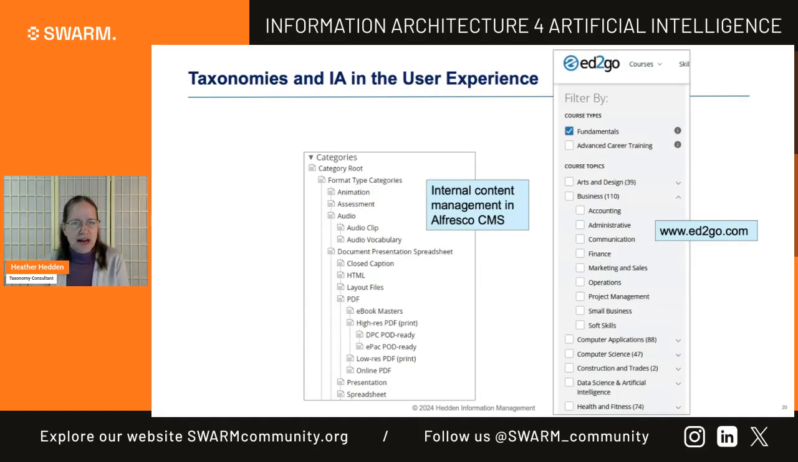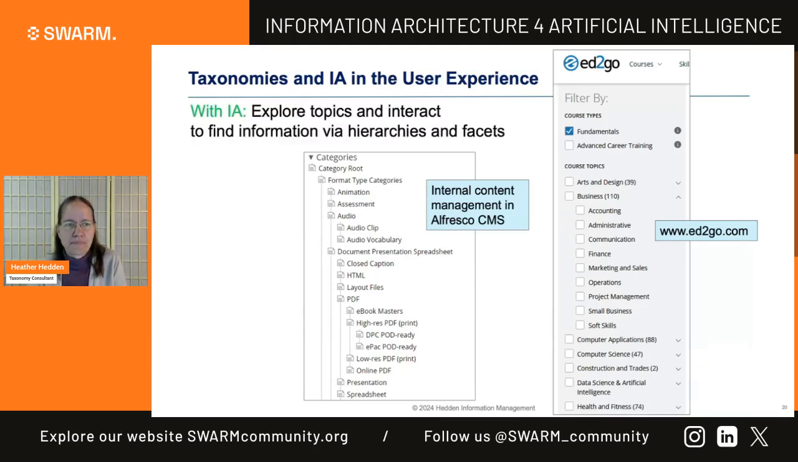And there are different ways that taxonomies can be displayed. So I have a screenshot here from a content management system, Alfresco, an open source one. You can see the user who clicks down and browses through, or selects from a combination of hierarchies and filters and facets to find online courses on the right. So with IA, information architecture, the user can explore topics and interact and find information via these hierarchies and facets.